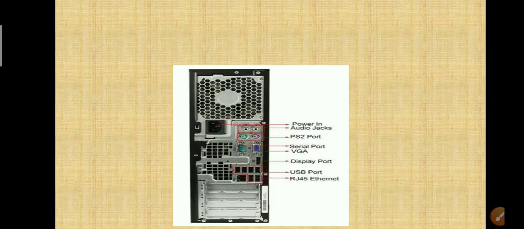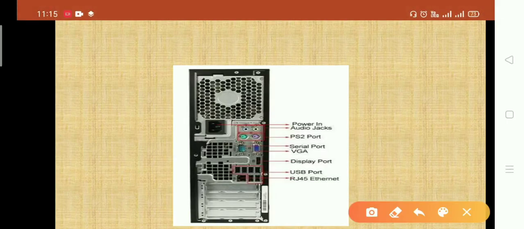And next we will see the back of the CPU box. See this thing where we insert our power cable. This is the power jack, from where we provide power to the CPU box. On the back side we also have the audio port. Okay, audio jacks you can see over here. These two are audio jacks, and below the audio jacks we have the PS2 port.